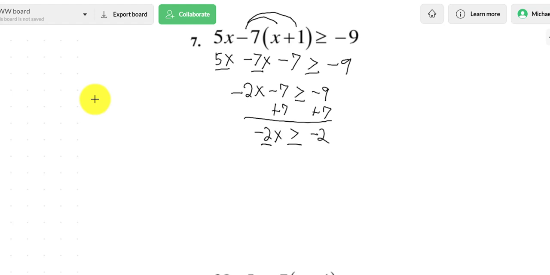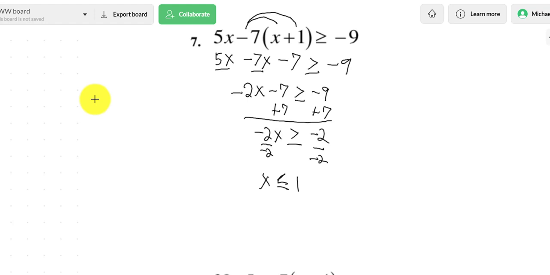And then if we divide both sides by negative 2, now you have to be careful. When you divide an inequality by a negative, you have to change the direction of the sign. So now we're left with positive 1, right? Negative 2 divided by negative 2 is 1, which is 1x or x. And we change the direction of the sign because we divide by a negative. So we're left with x is less than or equal to 1.